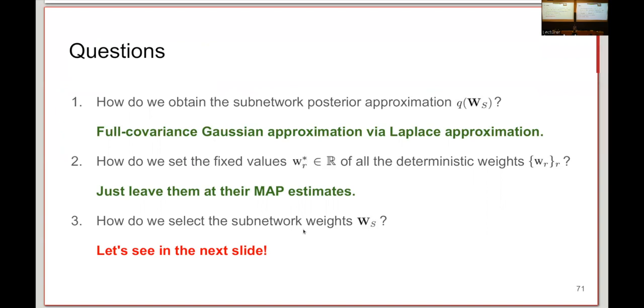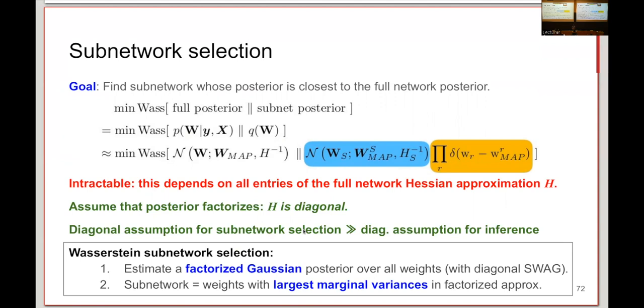What we are going to do is to try to find some posterior distribution, given our approximations, that is close to the true posterior. So imagine that you have the true posterior, the full posterior, and then the subnetwork posterior. The subnetwork posterior is Q and is given by some Gaussian approximation on the subnetwork weights given by the Laplace approximation. The mean is just the MAP solution, and this is the Hessian. And then you have deterministic weights. And we want to make this close to the true posterior. Obviously, the true posterior is not tractable, but we can approximate it.